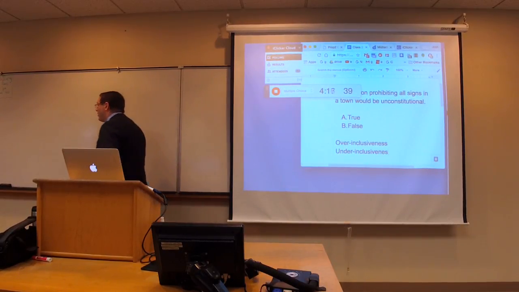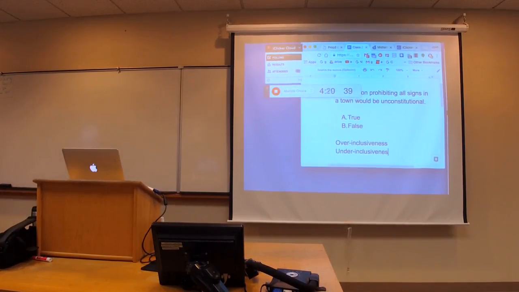Over-inclusiveness, and the second one is under-inclusiveness. These are concepts that pop up a lot in free speech cases. This statute is over-inclusive to the maximum. It banned all manner of speech, all manner of communication. In contrast, the case we have next, the town of Gilbert case, is very under-inclusive. It allows these types of signs, but not those types of signs. So when a statute is under-inclusive, you get suspicious: why are you allowing these speeches but not those speeches? Is the government favoring one over the other? But here, we only have the problem of over-inclusiveness.